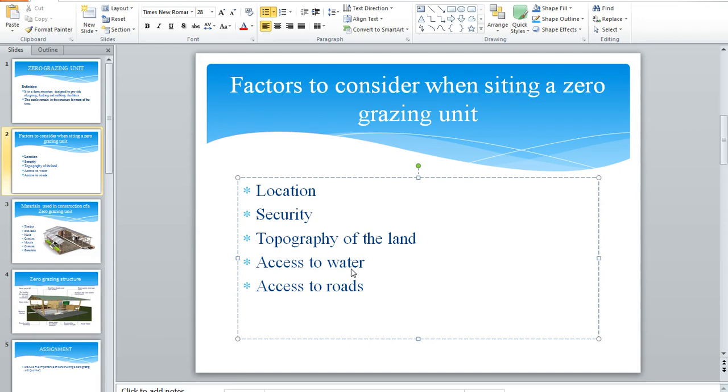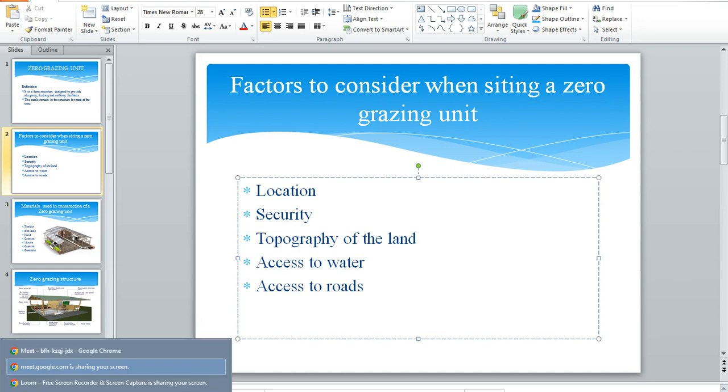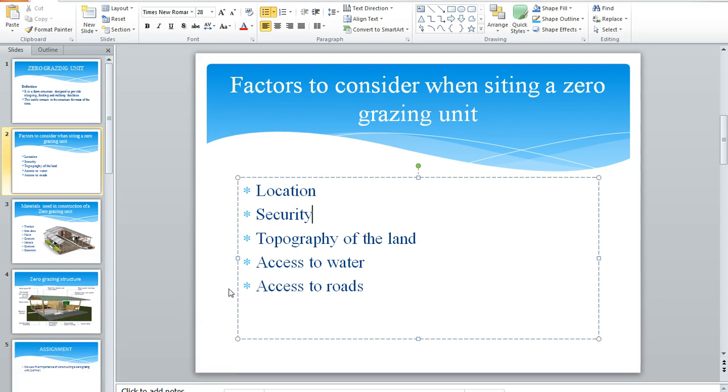Then another factor is topography of the land. Your land should be fairly gentle to ease drainage. Maybe when you are doing some cleaning, and sometimes when there are a lot of rains from the place where the structure is. Then another factor is accessibility to water.